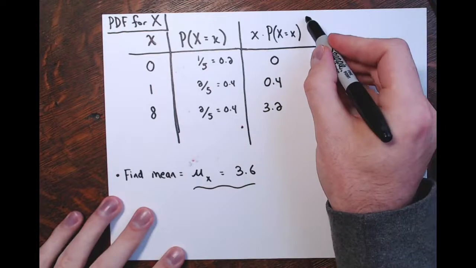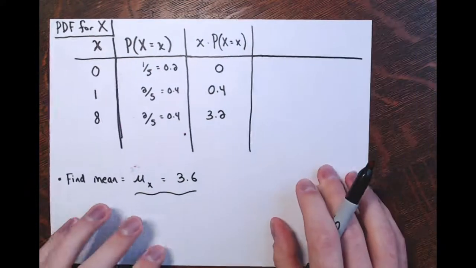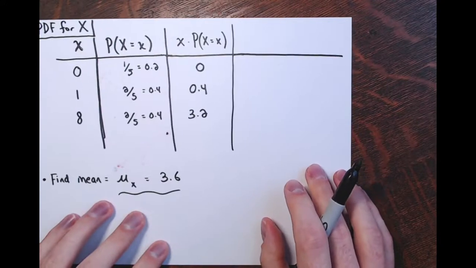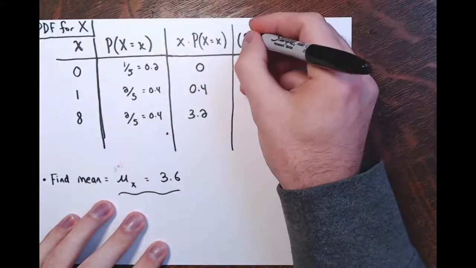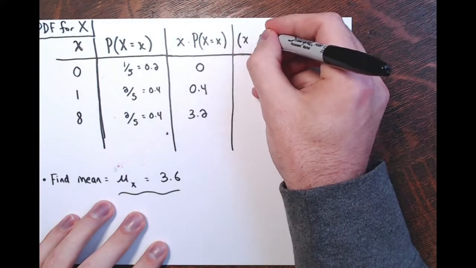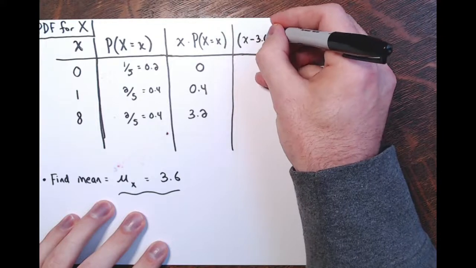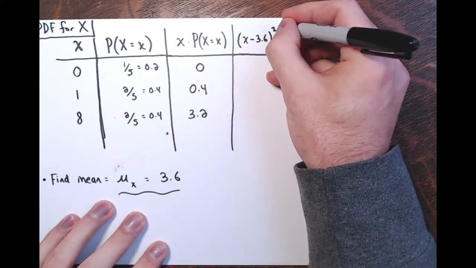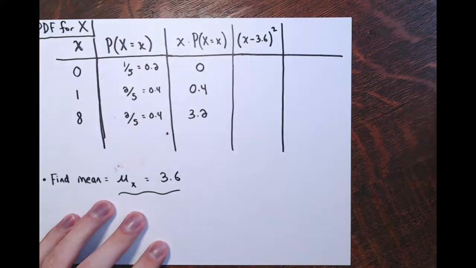Right. Then I might pull a calculator up for this and make another column where we take a look at the deviations. Take every single value and subtract the mean, subtract 3.6, and then square it. Right, so I'm going to square the deviations. All right, so I'll pull a calculator up for this.